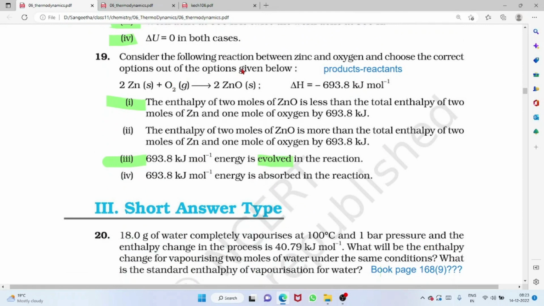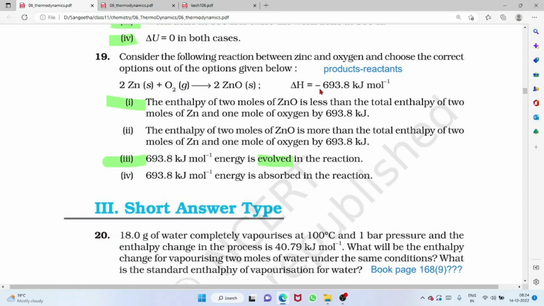Consider the following reaction between zinc and oxygen and choose the correct options out of the following options. So, 2 moles of zinc and 1 mole of oxygen give 2 moles of zinc oxide. For the enthalpy change, we have to take product minus reactant. So here 2 moles of ZnO.